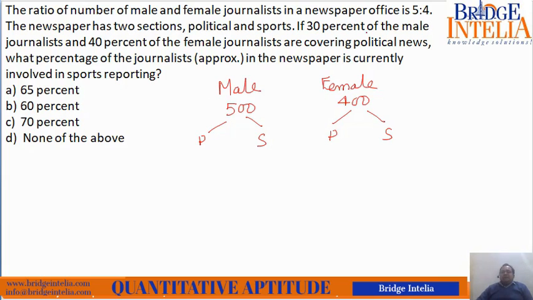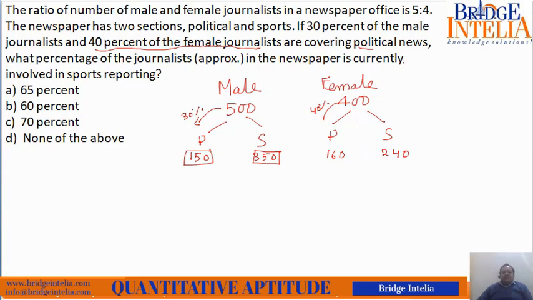30% of the male journalists cover political news. So 30% of 500 is 150 covering political, which means 350 here. What about females? 40% of the female journalists are covering political. So 40% of 400 is 160, which means the remaining 240 here.